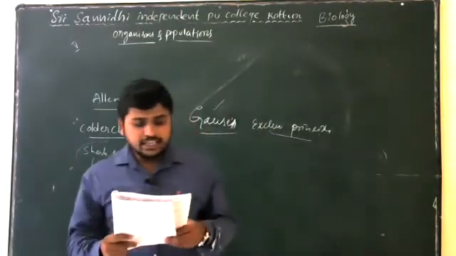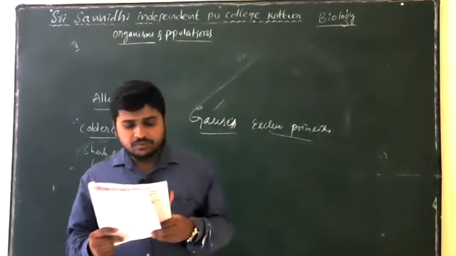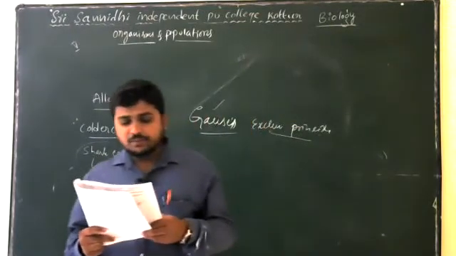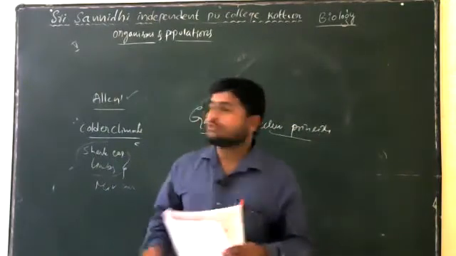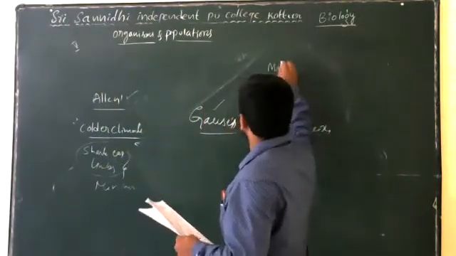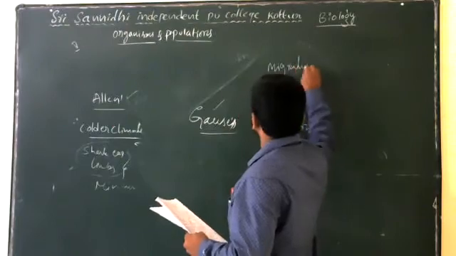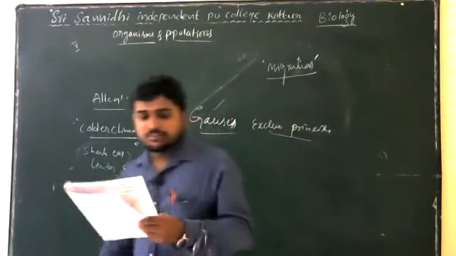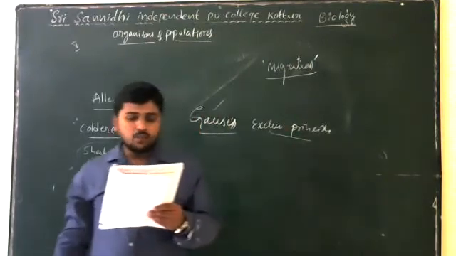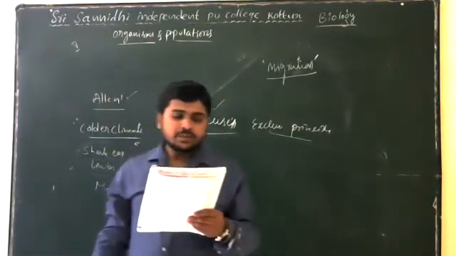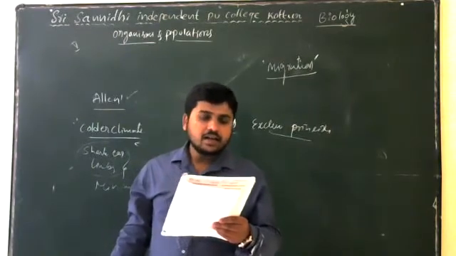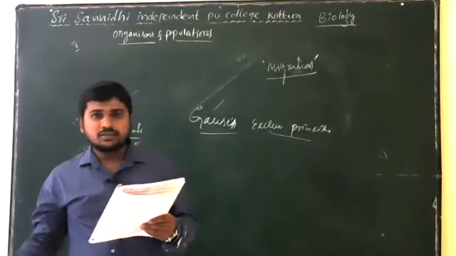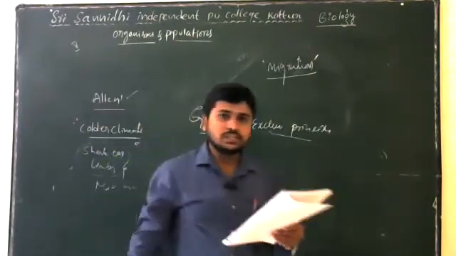So see, an organism can move from a stressful habitat to a more hospitable habitat and return when the stressful period is over. What we call that is migration. Migration means an organism can move from a stressful habitat to a more hospitable area and return when the stressful condition is over. We call it migration, moving away. The example is birds especially.